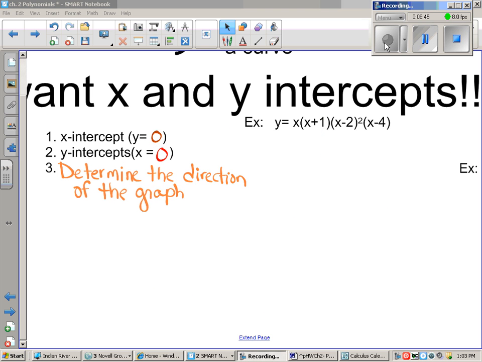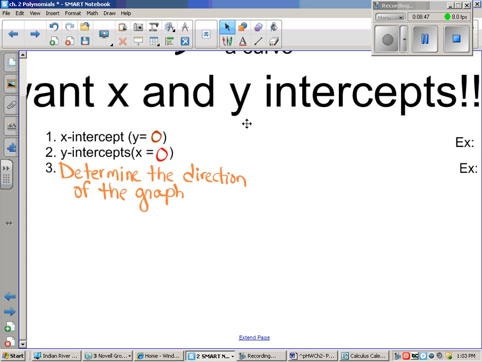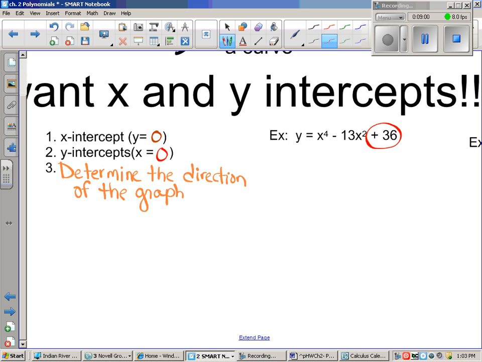Okay, so let's do another example here. Move this guy out of there. Bring this one in. Okay, y equals x to the 4th minus 13x squared plus 36. Well, I hope that it's easy enough to see what the y-intercept is. Since it's not factored for me, I can see that the y-intercept is 36. Good enough. The x-intercept is the one where y equals 0.